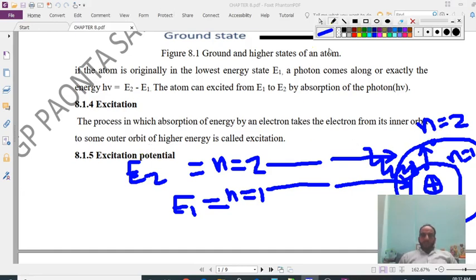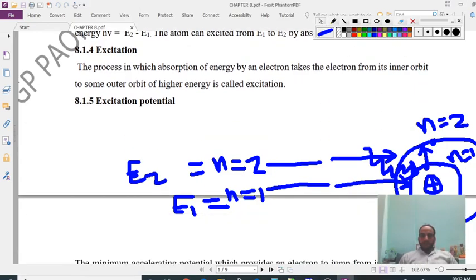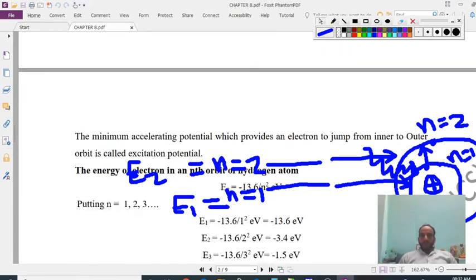Next is excitation potential. If we apply an accelerating potential which jumps an electron from an inner to an outer orbit, it is called excitation potential. If this jump of an electron from the n is equal to 1 to the n is equal to 2 level is accompanied by the accelerating potential, then this is called excitation potential.